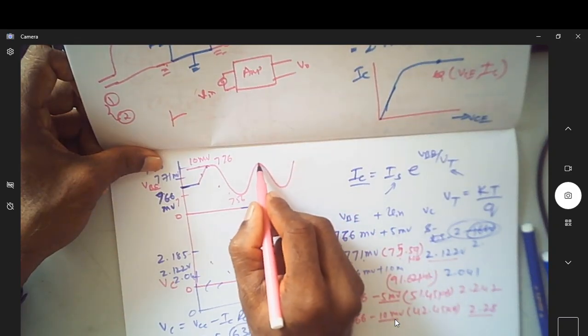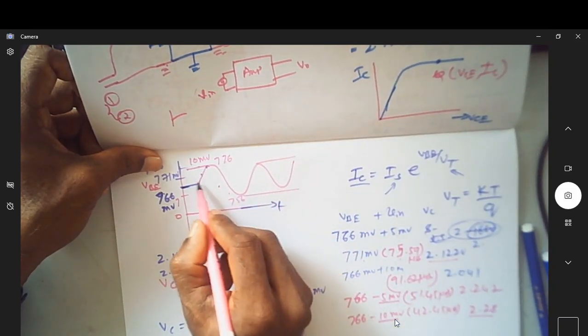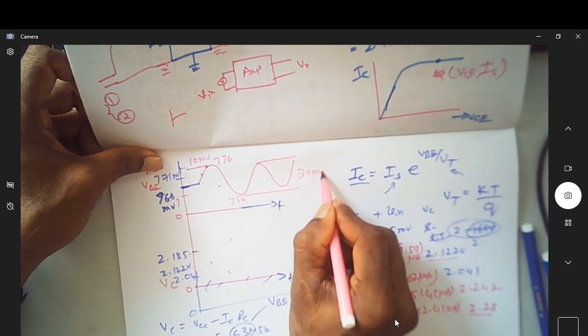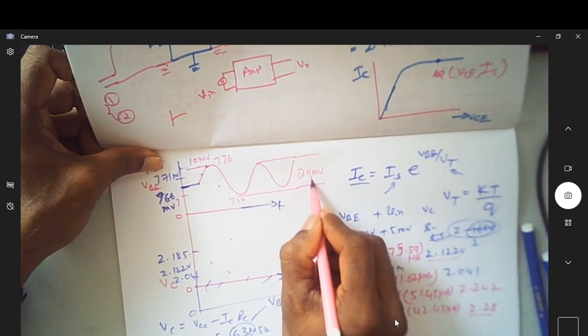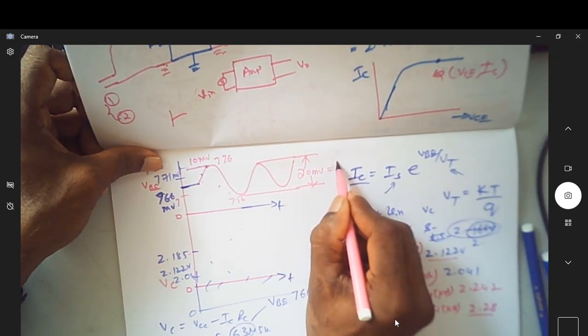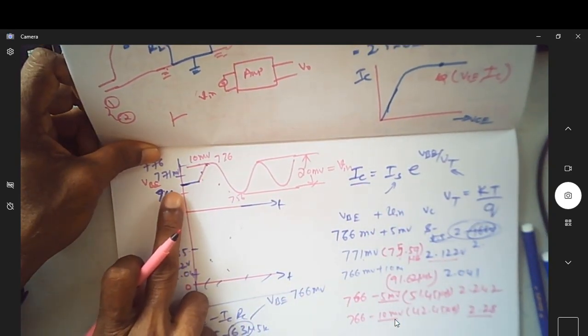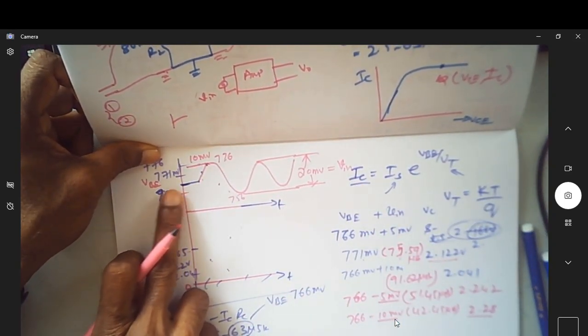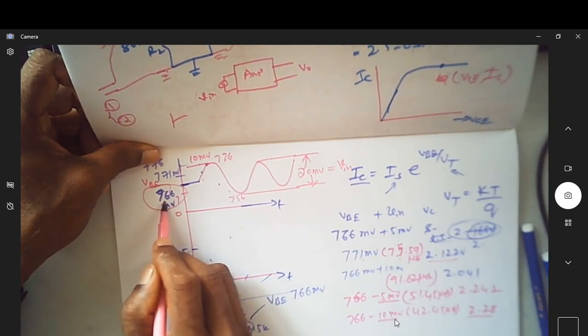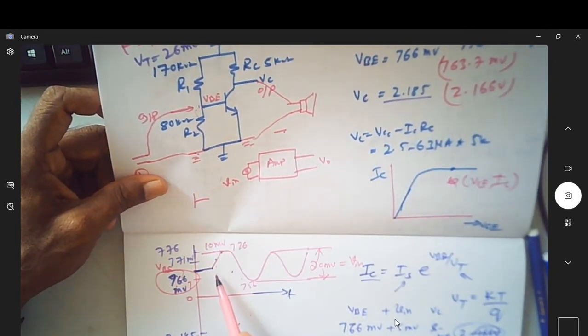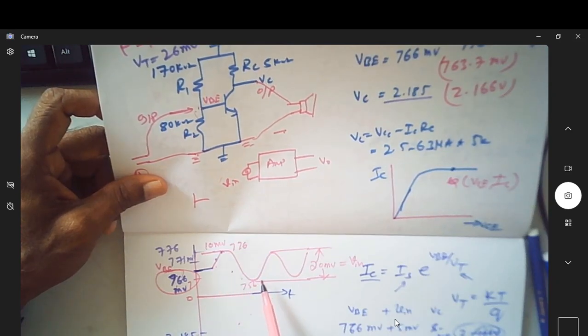So what is the peak to peak of your input voltage? Here it is plus 10, another 10 here, it is 20 millivolt peak to peak. This 20 millivolt peak to peak is your V in, because the input voltage is varying around this VBE. So this VBE was your biasing voltage. On top of this, it is going above and going below.